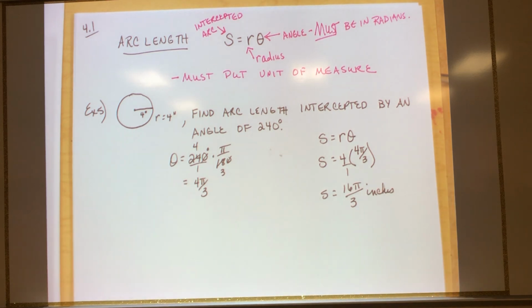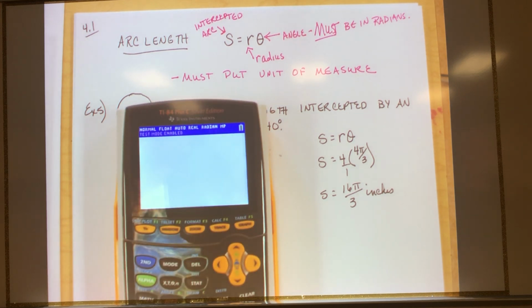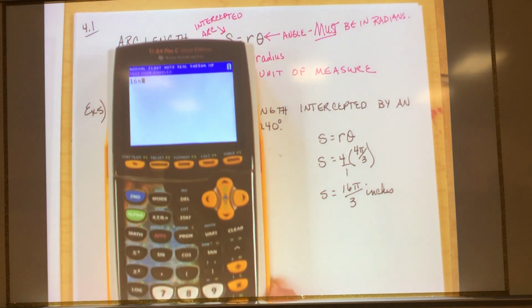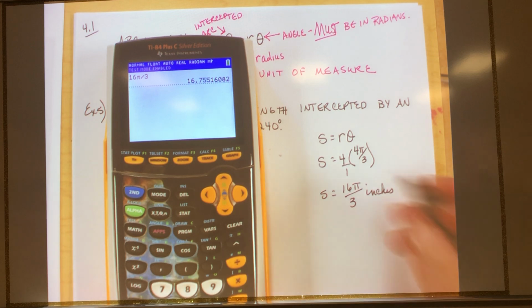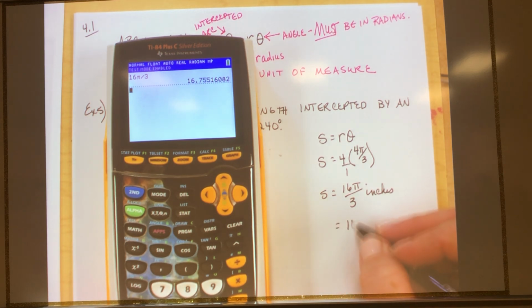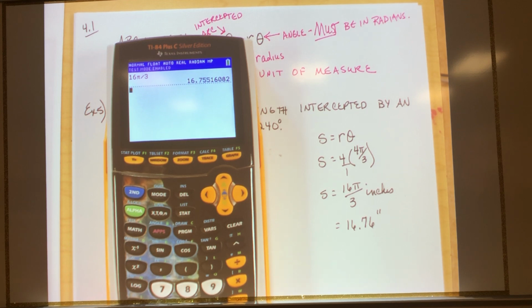If you wanted to, you could pop that in your calculator. So you could go right here and say 16 pi. Make sure you use the pi button on your calculator and not 3.14. And you're going to divide that by 3. And so that would be approximately 16.76 inches. I'm gonna round off to 2 decimal places unless they tell me otherwise, okay? If they tell me otherwise, then you have to do it to what they ask or you'll lose a few points. All right, anybody got a question?